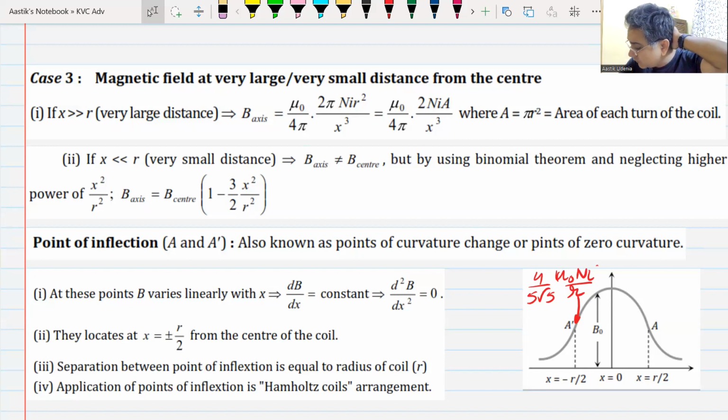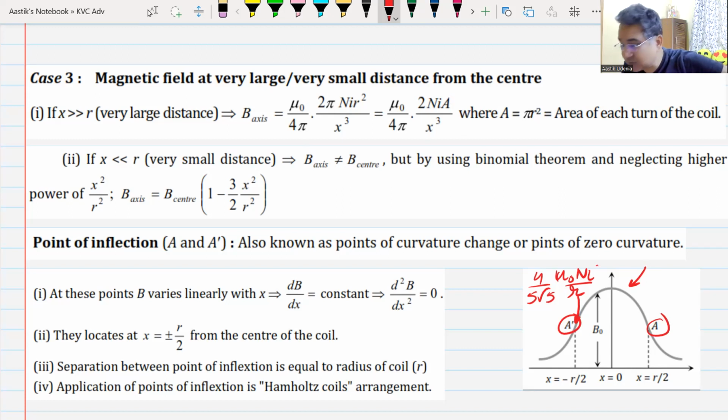This is the graph of B with x. As you can see, at the center the B is maximum. Do we understand this? Yes, sir. And the value is mu naught I by 2R. Yes or no? Yes, sir. There are 2 points which are known as points of inflection. At this point, the rate of change of dB by dx is 0. These are known as points of inflection where the curve changes its shape. On one side it is having positive slope, on the other side negative slope. Do we understand this? It changes its shape. Yes, sir.